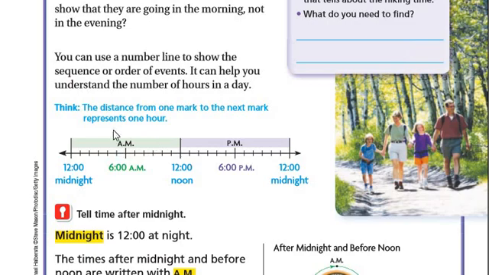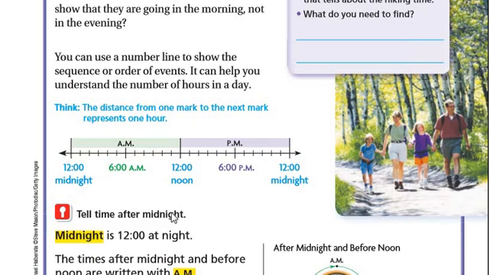We can say AM after 12 midnight till before 12 noon. Then after 12 noon till before 12 again midnight, we will say PM. So you must be logical, and when you think about the activity that you do or that you read, think carefully. It will be AM or PM.